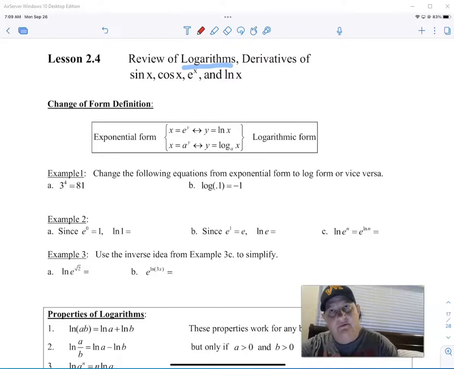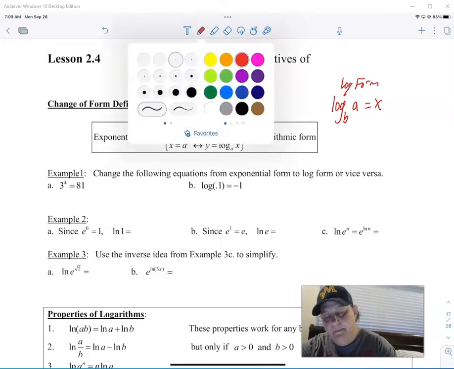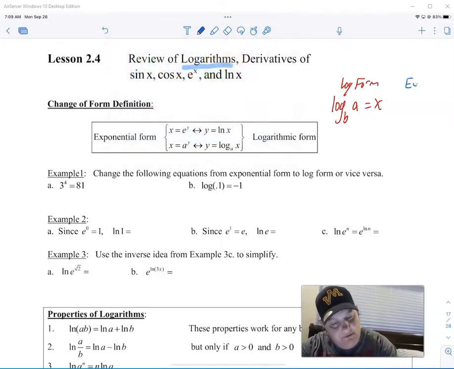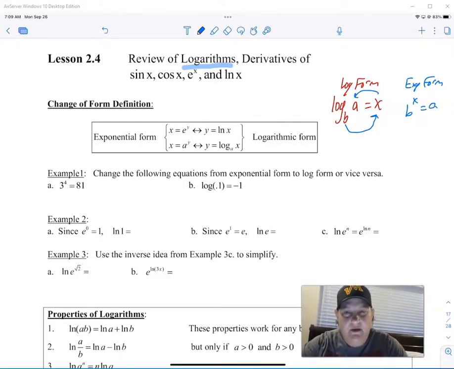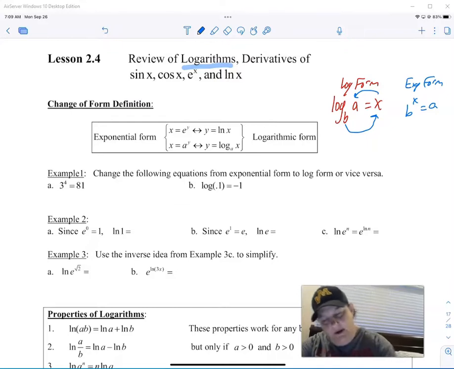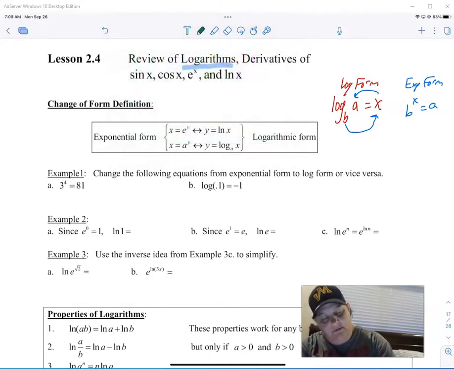If log base b of a equals x, this is in logarithmic form. In order to change that into exponential form, we go b to the x equals a. And remember, we would always do that. In terms of ln in logarithmic form, ln of a equals x.